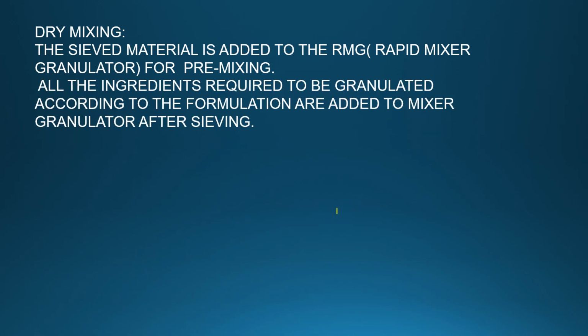All the ingredients required to be granulated according to the formulation are added to the mixer granulator after sieving. After sieving of the material, whatever the tablet formulation is, the mixture to be dry mixed is added in the granulator first. It may be API plus diluent or API plus disintegrant. They are mixed first. That is the dry mixing method.